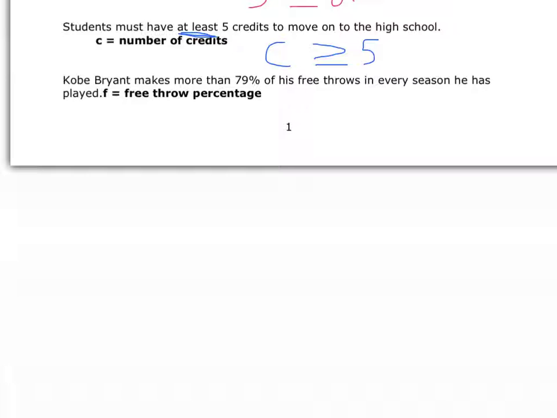Last one for you basketball people. It says, Kobe Bryant makes more than, keyword, more than 79% of his free throws in every season he has played. We want to write an inequality that represents his free throw percentage. So F is our free throws, and it has to be more than, so it can't be equal to 79, it has to be more than 79%. That would represent Kobe's free throw percentage in every season he has played.